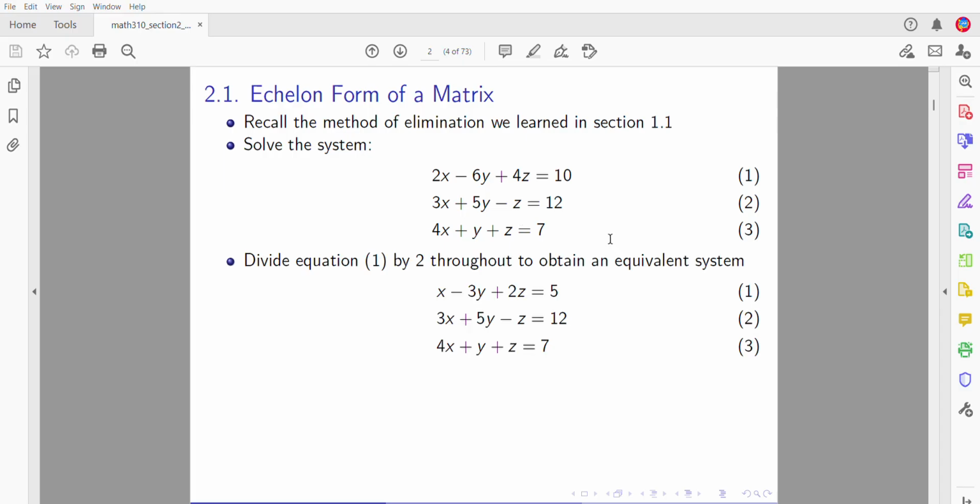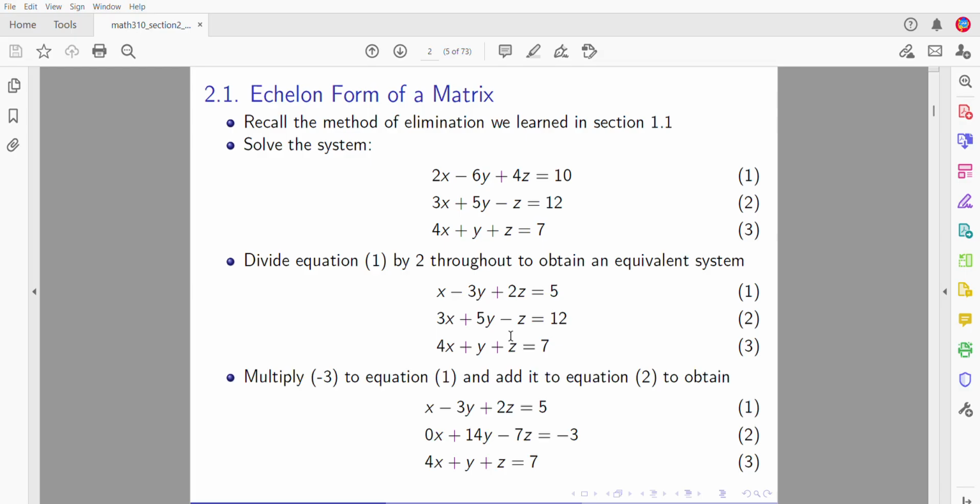If you recall, we wanted to get a 1 over here first. So I'll divide throughout by 2. When I divide the first equation by 2, notice I'm renaming, so I'm calling the divided row again row 1. Divide the first row by 2, I get x minus 3y plus 2z is 5. The other two equations are as they are.